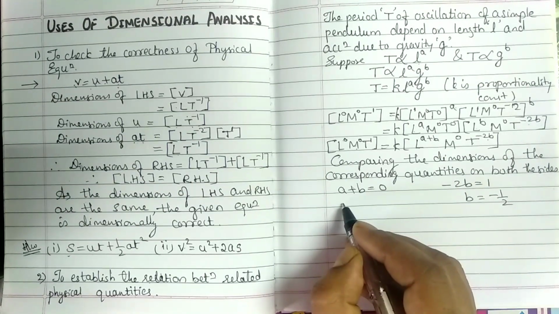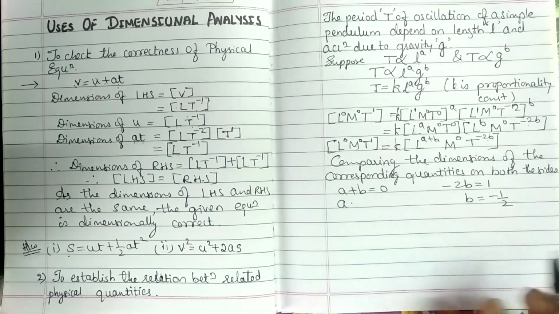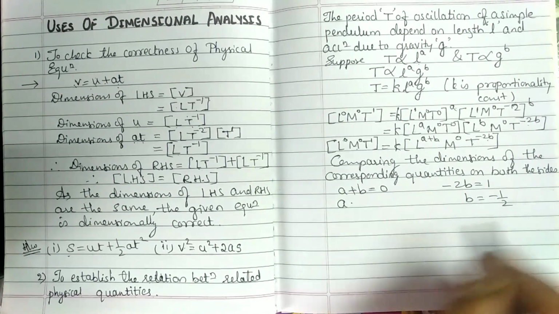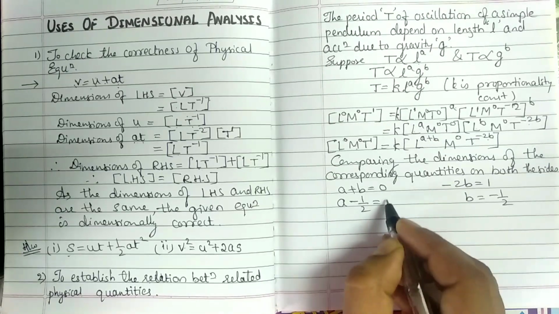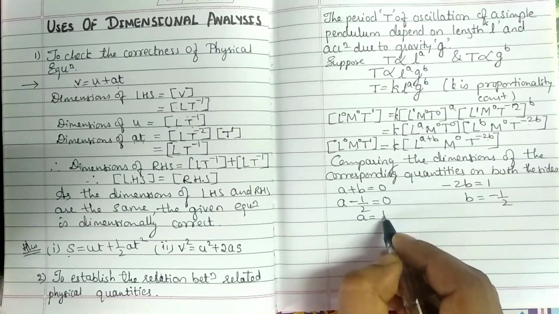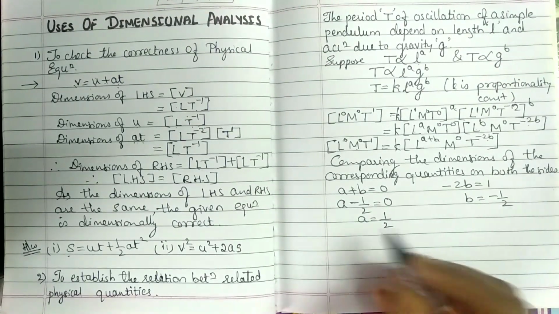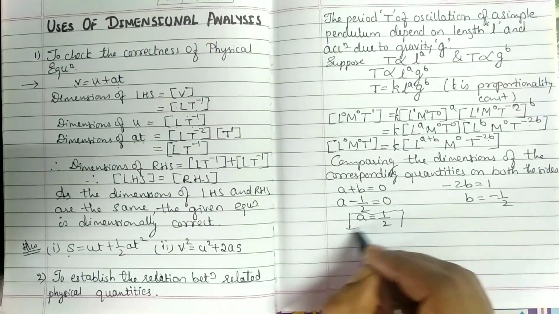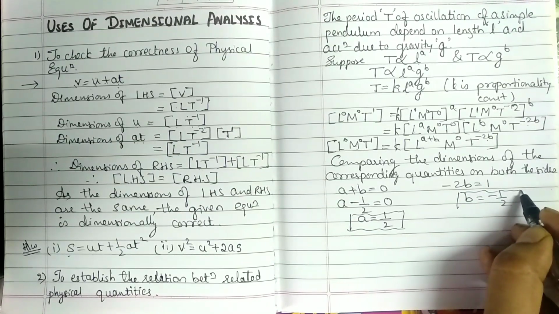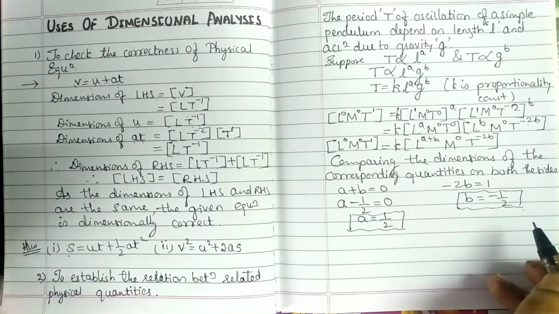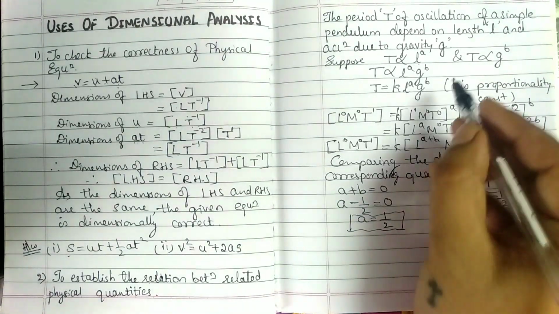So if I put here A, what is B here? -half. So -half equals to 0. So can I conclude A is equals to half if -half comes here? So what I got? A equals to half and B equals to -half. So what is your conclusion?